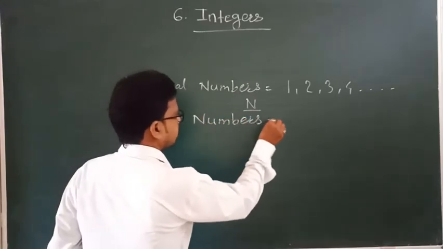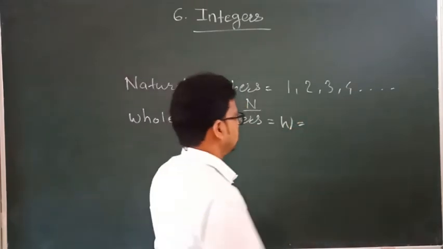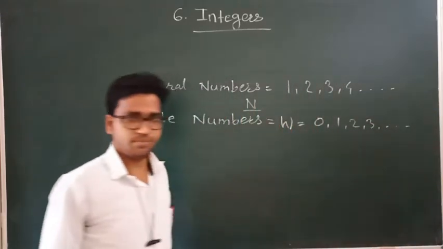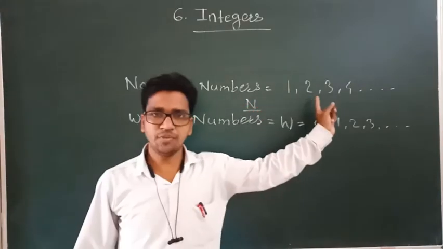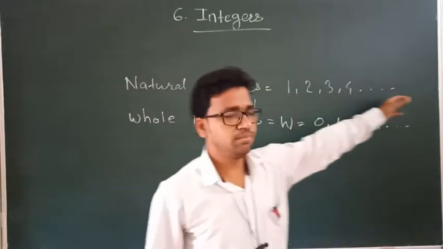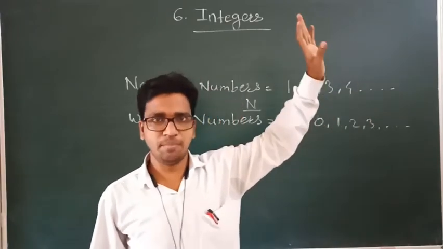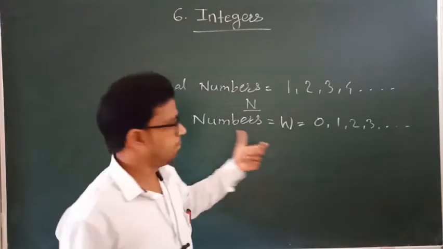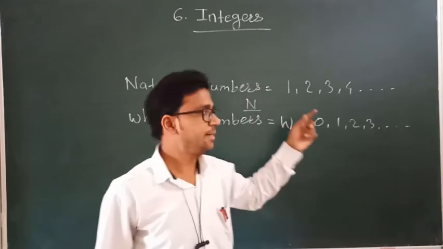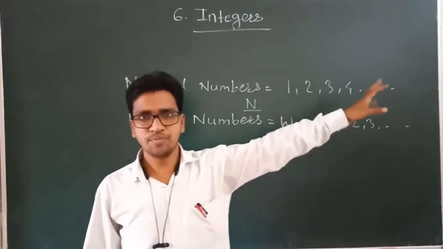Whole numbers are denoted with the symbol W. So the numbers are 0, 1, 2, 3 and so on. Okay. Natural numbers start with 1 and go to infinity. Infinity means it is not stoppable. We can't read up to that number. In whole numbers also, 0 and all natural numbers go up to infinity. Okay, but it starts with 0. Natural numbers start with 1 and go to infinity, and here it starts with 0 up to infinity.